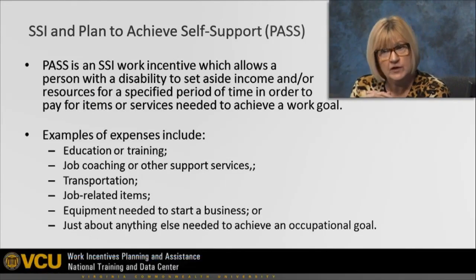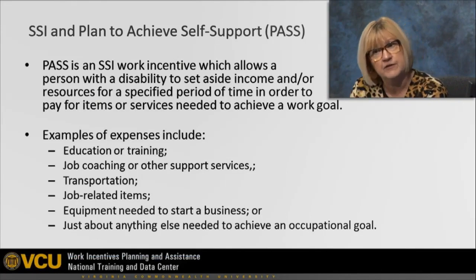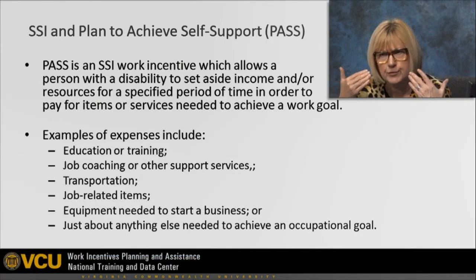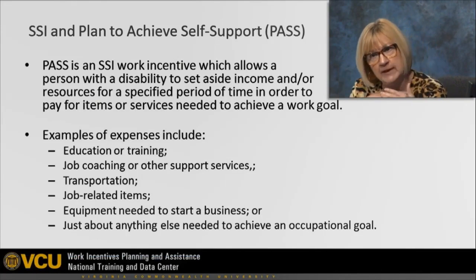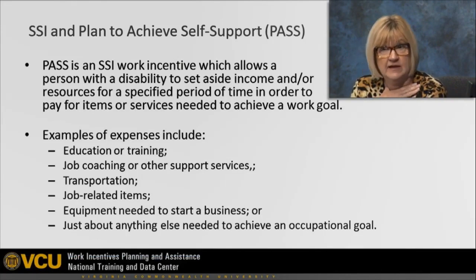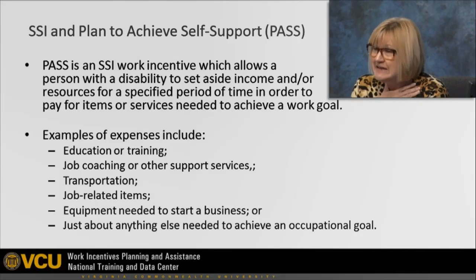But as you can imagine, it's complicated. There's a special form that you have to fill out. Everything has to be thought through. This is a plan, so there have to be incremental steps. There has to be a type of income or resource to set aside, and not everyone has that. The person has to have an occupational goal that will result in either work that would reduce benefits to zero or at least substantially reduce benefits.